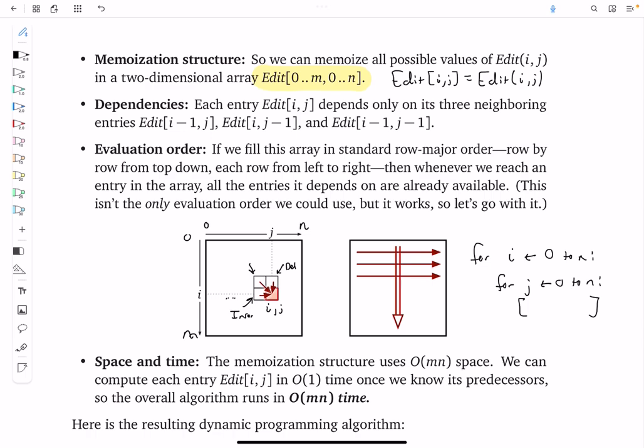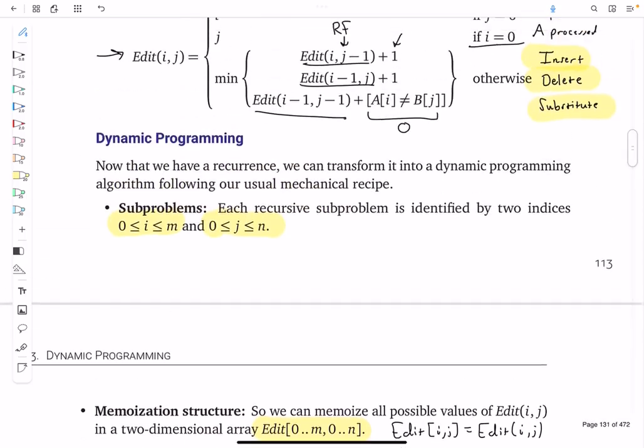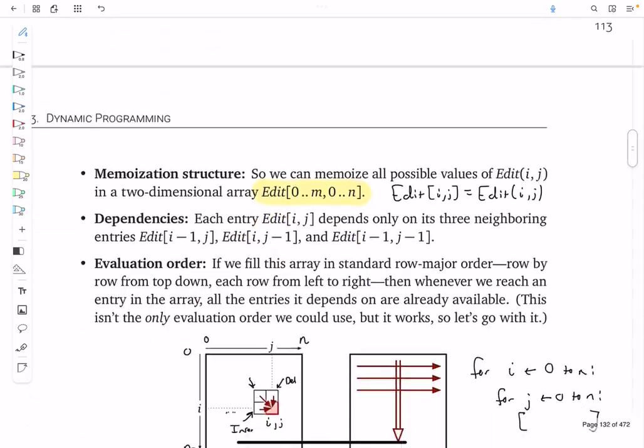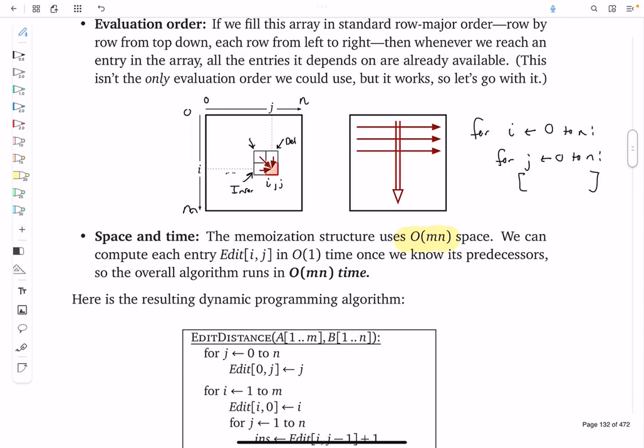Now, if we look at the space and time of this algorithm, well, the size of our array is O of mn. So that immediately gives us the space. And then edit i,j, remember we're just doing a min over 3 things and some sums and if statements. So it's constant per subproblem. So overall it's O of mn time: constant time per subproblem, and then O of mn subproblems. So O of mn times O of 1.